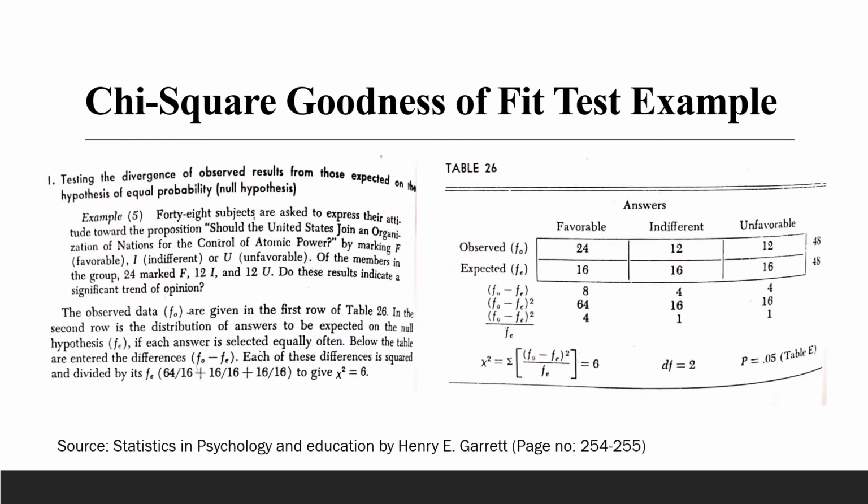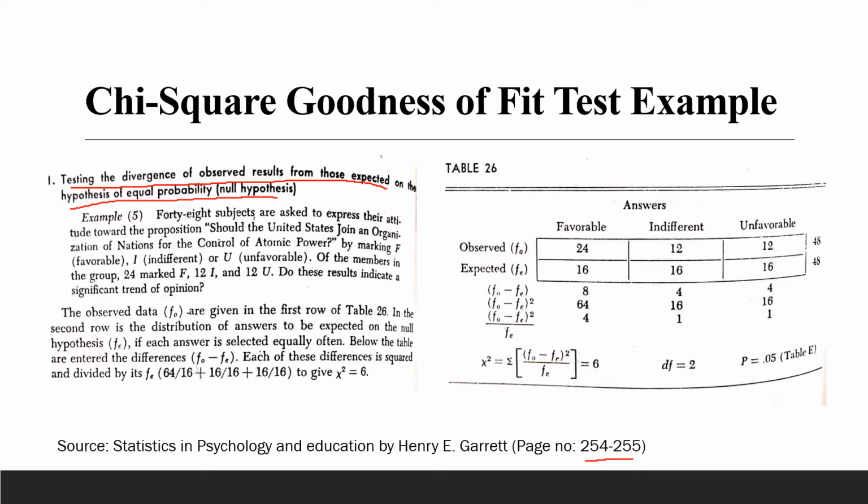So this is a very good example for our major purpose. It's one taken from the Garrett book. The example mentioned in the Garrett book is on pages 254 to 255. So this is the example. Suppose in this example we are testing a divergence of the observed result from the expected on the hypothesis of equal probability, or the null hypothesis.